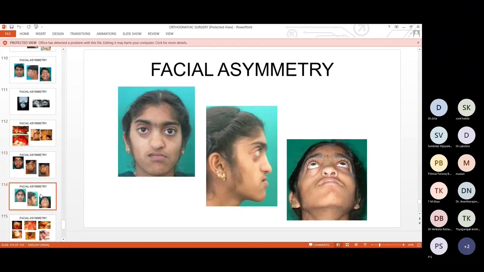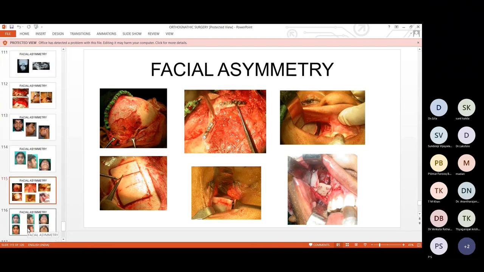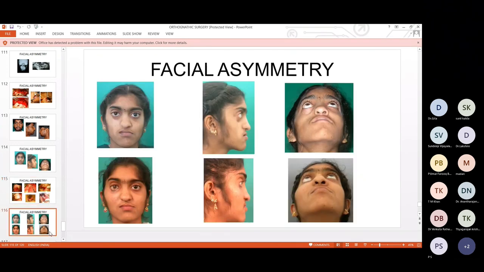That is another case of maxillary hypoplasia, and these are some of the corrective surgeries done. From the cranium, we harvested bone grafts, did the impaction there, and then on the mandible and maxilla, and below the orbit, the bone grafts are placed. That is how the facial asymmetry is corrected for these patients.